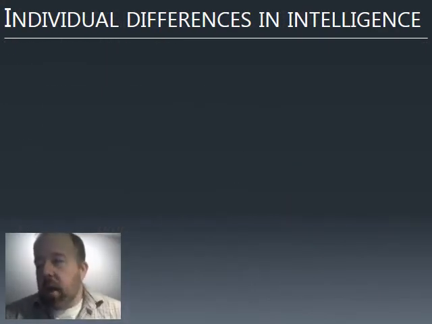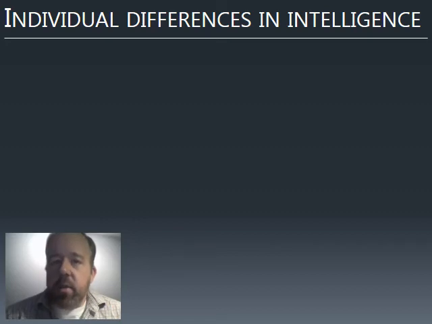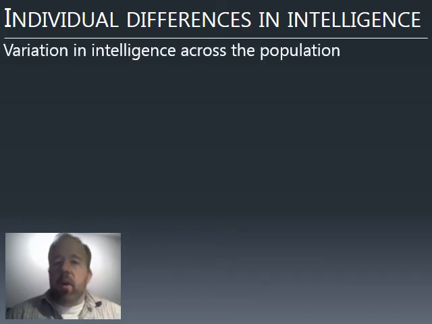All right. So those are some factors that seem to determine or play a large part in intelligence. So we have genetic factors, we have environmental factors like socioeconomic status and education level, but there is variation in intelligence across the population that doesn't depend on those factors.